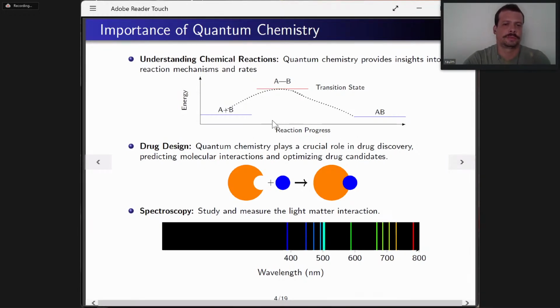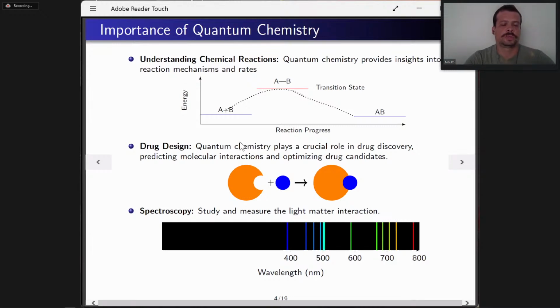So we can understand chemical reactions. In this example, on the y-axis we have the energy, and on the x-axis we have the reaction progress. At the beginning of the reaction, we have 2 separated reactants, A and B, and the addition of both will be a given energy. Then when they start interacting, they will form a transition state higher in energy. And finally, they will bond. Those elements, once bonded, will form a compound that is stable with respect to the transition state.